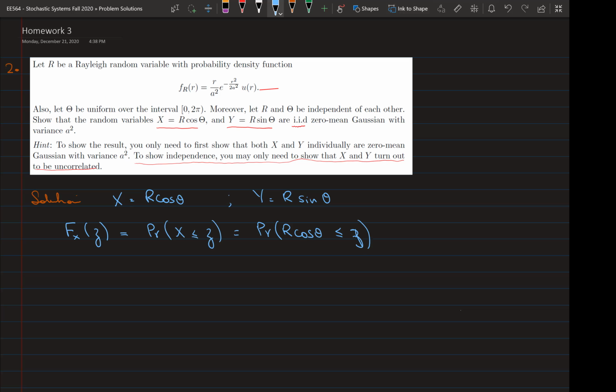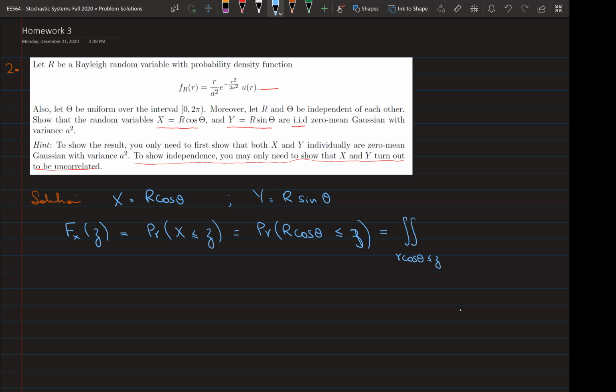Now, computing this probability just entails what? Integrating the joint PDF of r and theta over the region which corresponds to this condition, r times cosine theta is less than or equal to z. So therefore, this is the double integral of the joint PDF of r and theta over the region where r cosine theta is less than or equal to z.